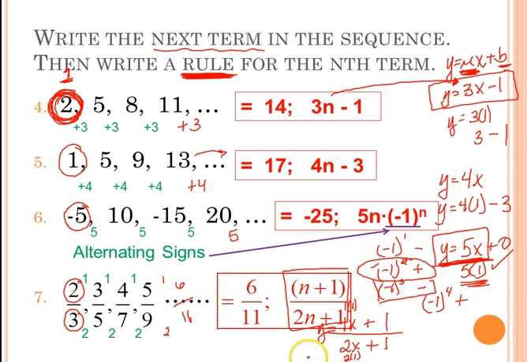Okay, so hopefully this is a basic understanding for you for sequence and series. And like I said, we're going to dive deeper into this in the next couple of days.